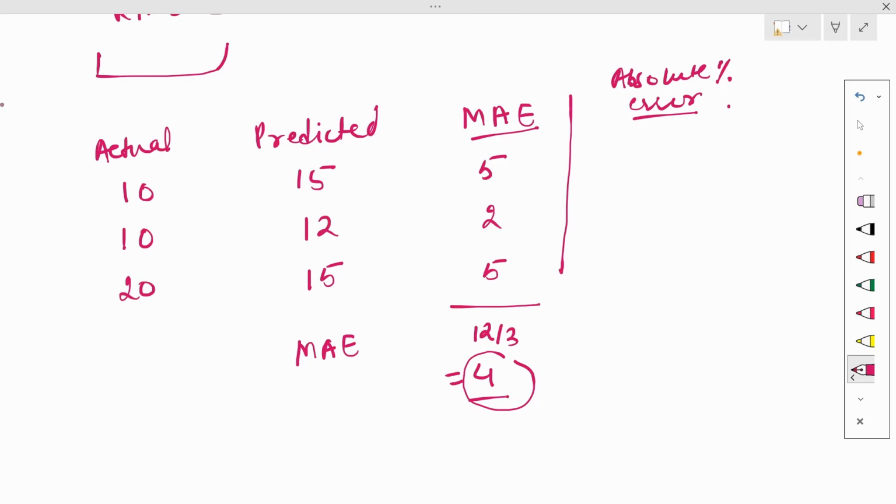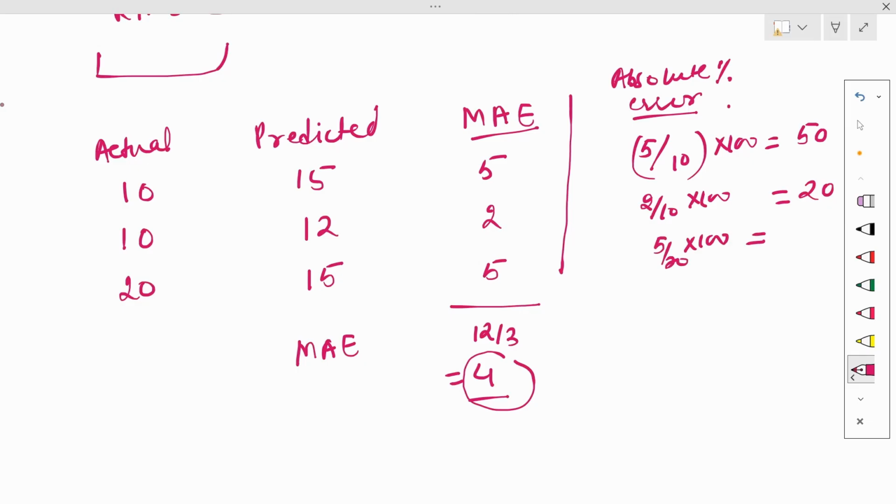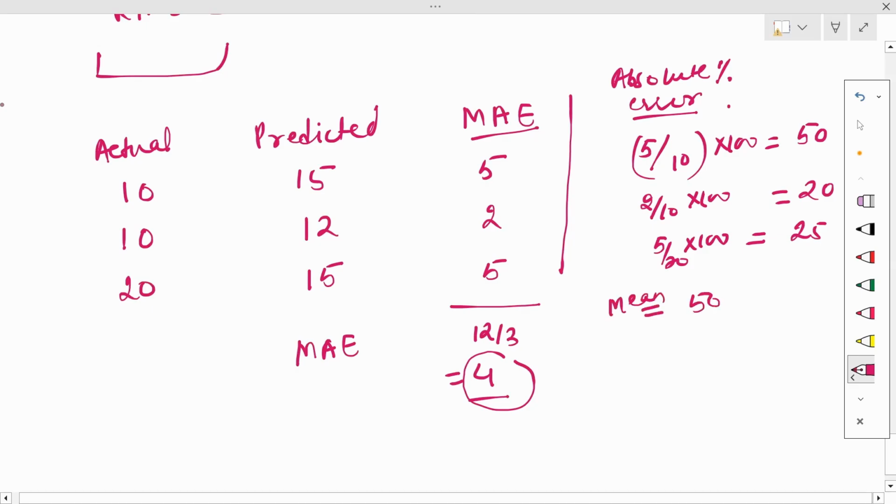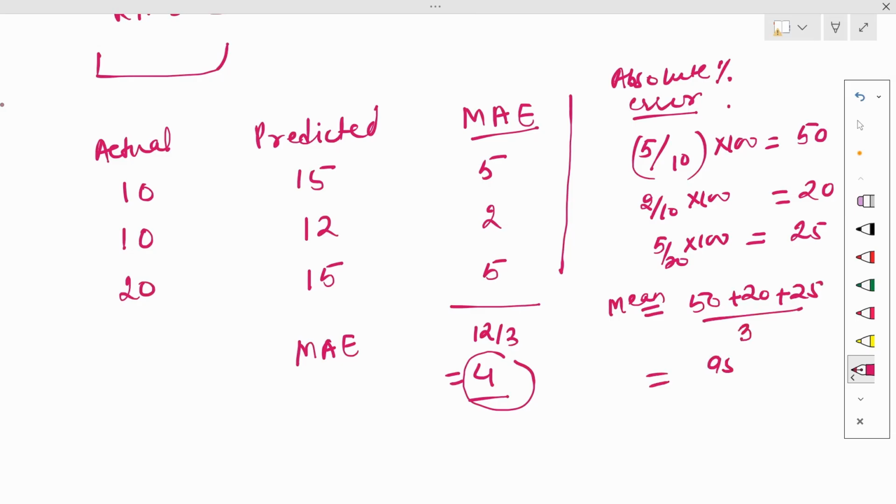Absolute percentage error will be the error divided by the actual value into 100, which will be 50% in this case. Here it will be 2 divided by 10 into 100, which is 20%. Here it will be 5 divided by 20 into 100, which will be 25%. If we take the mean of this absolute percentage error, then it will be 50 plus 20 plus 25 divided by 3, which is 95 divided by 3, about 31.6.